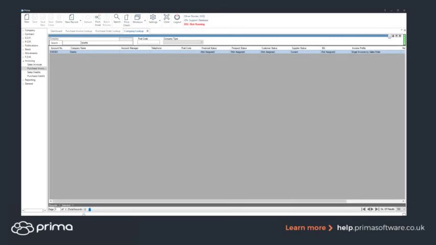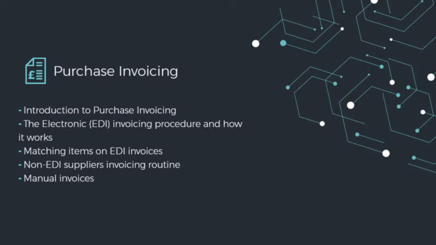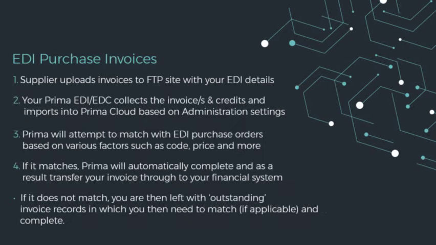The next stage of the webinar is the EDI invoicing procedure and exactly how that works. If I click onto the next screen, which is the EDI purchase invoices, this is a step-by-step platform of exactly how Prima collects your invoice and posts it through to your financial system. The first point is your supplier uploads an invoice to an FTP site with your EDI details. As you saw on screen a second ago, in that Exertis supplier area, those are the details the supplier would provide to you. This is arranged and agreed between you and your supplier.